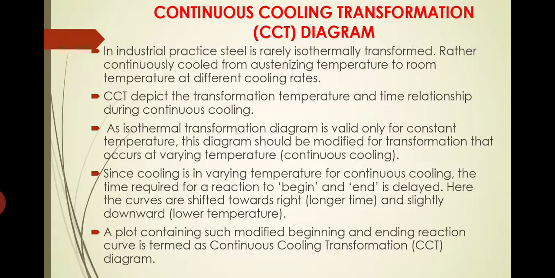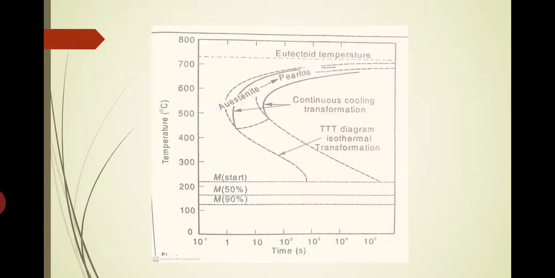Here the curves are shifted towards right. If the curve is shifted towards right, it means we will have longer time, and slightly downward means lower temperature. I will explain with the figure. See here, you can see that figure. This dotted line was our TTT diagram.